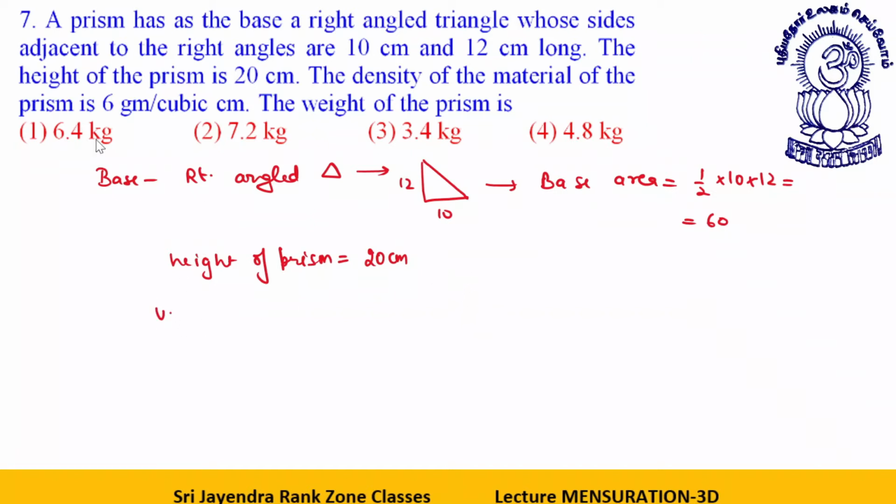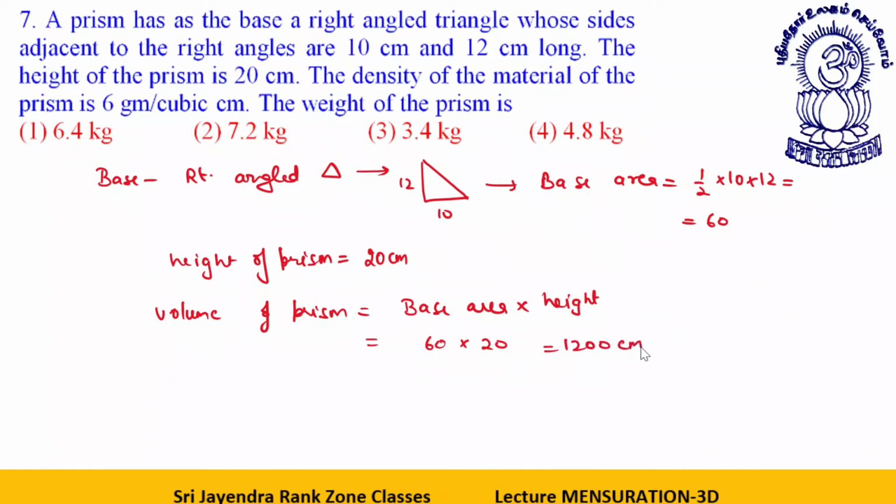First of all, let's find the volume of the prism. Volume of prism is equal to base area into height. The base area is 60, height is 20. This is equal to 1200 centimeter cube. Now, density of material.